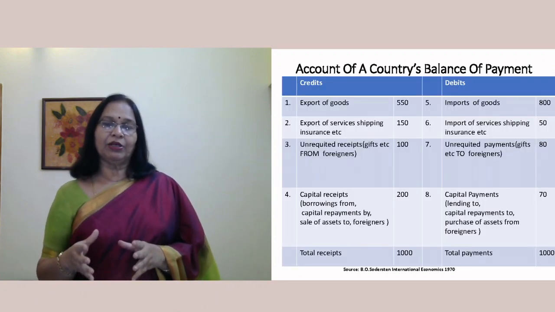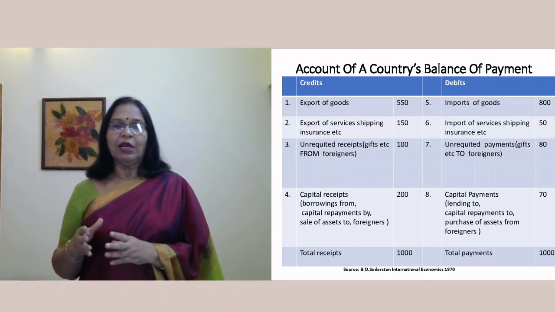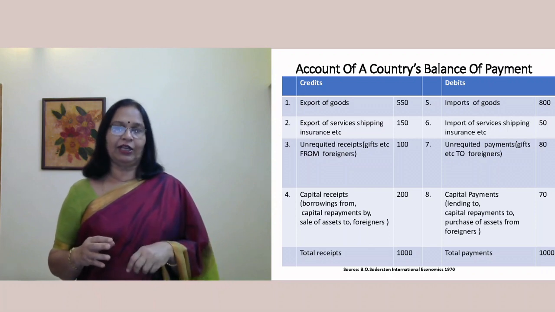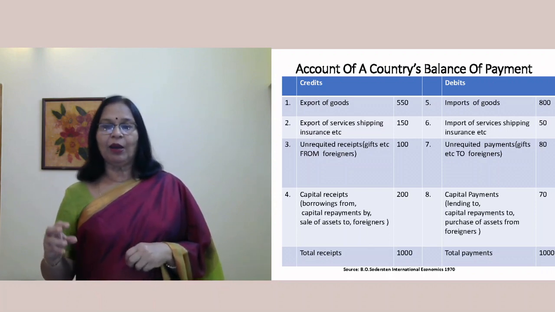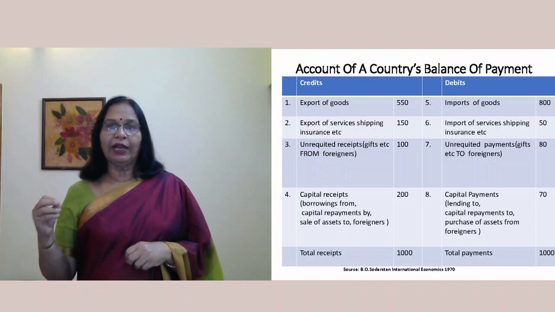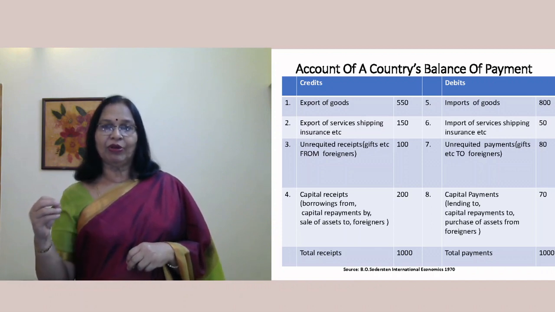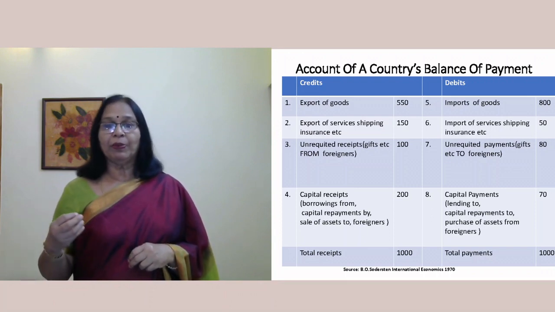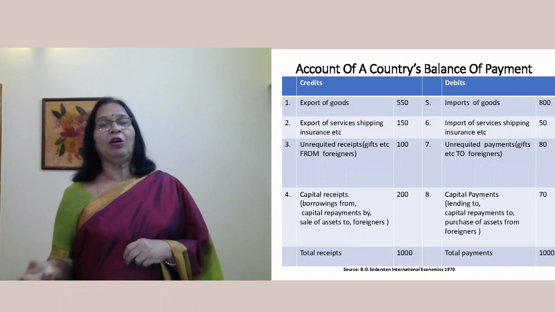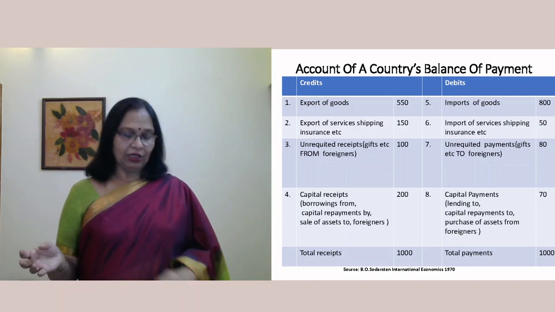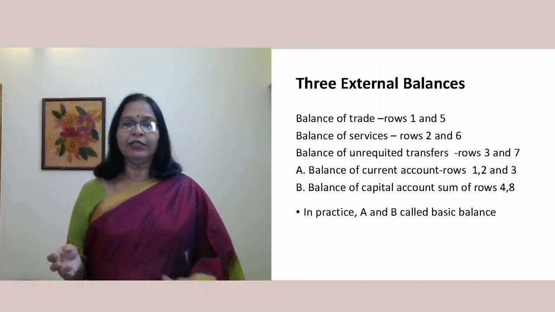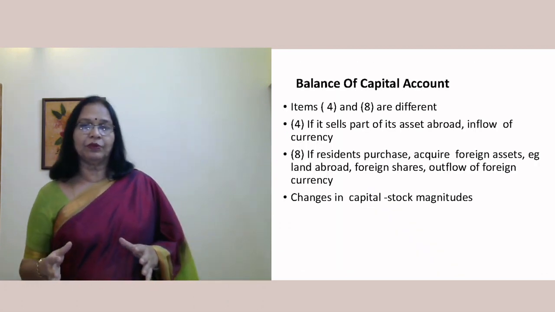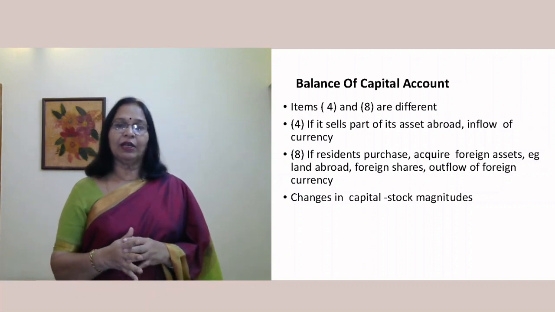Item 4 is capital receipts, borrowing from capital payments, buys the country, or sale of assets to the other countries. That is the credits. And the debit is when we are making capital payments. We are lending to some other country, we are giving capital repayments, we have borrowed and we are making the repayments to some other country, or we are purchasing assets from foreigners. All these items can show up in the capital account.